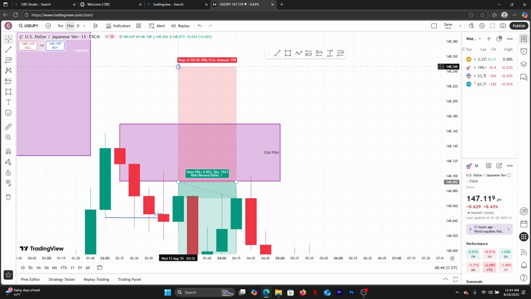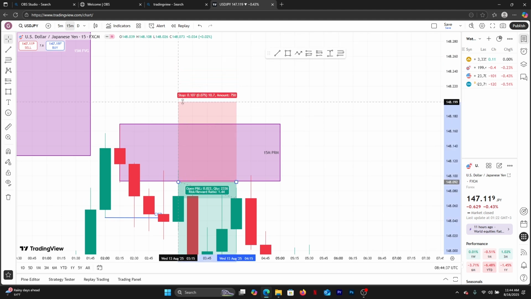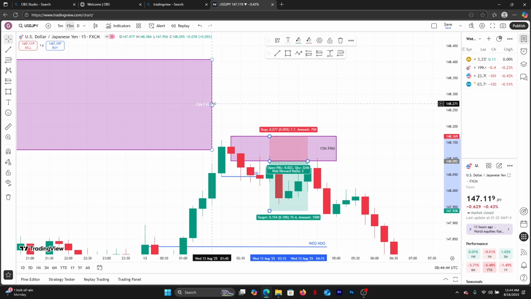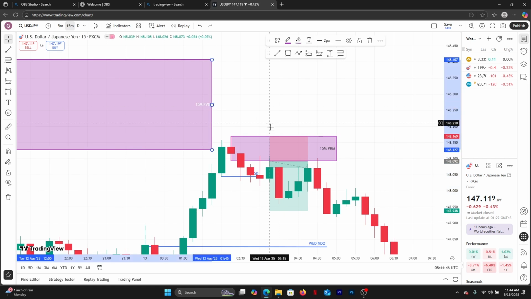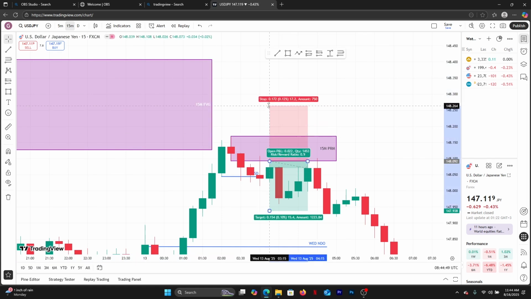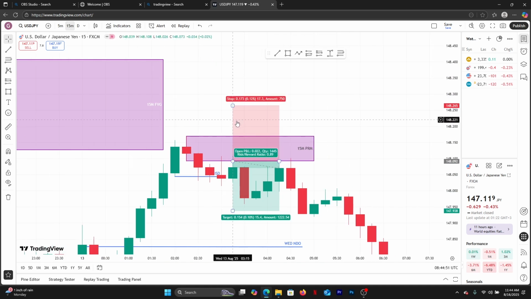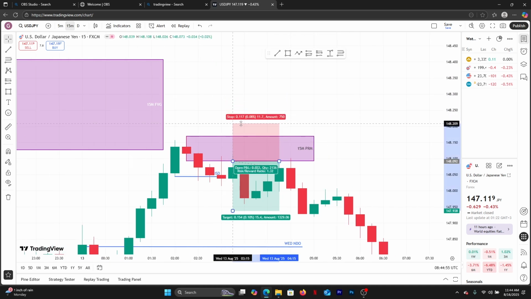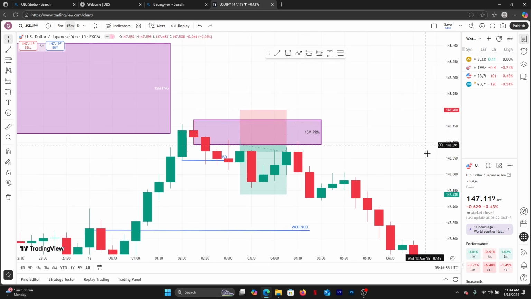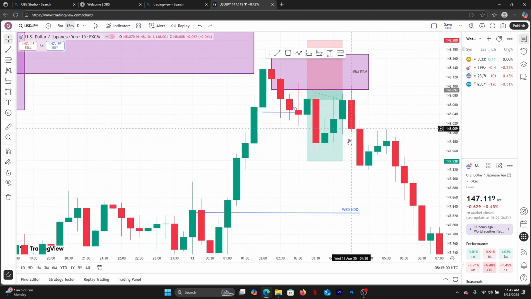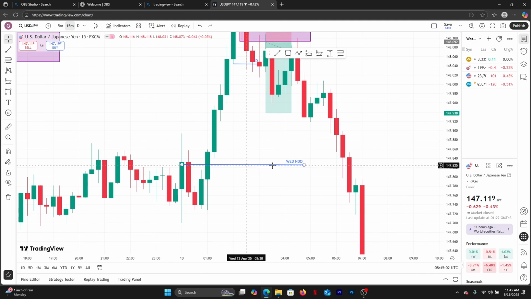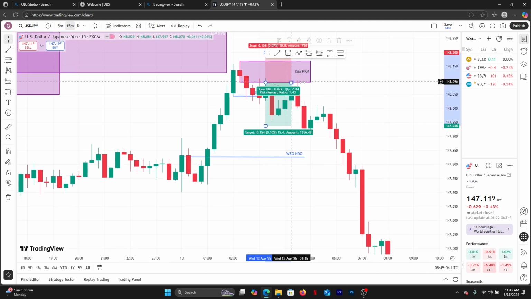Stop loss, you can have a fixed stop loss of 10 pips, or just above this premium. Another way to have this stop loss will be to get the midpoint of this fair value gap and have that stop loss at that point right there. But a good 10 pip stop loss becomes a good area. And then now this is the Wednesday new day open. You can now set your targets.